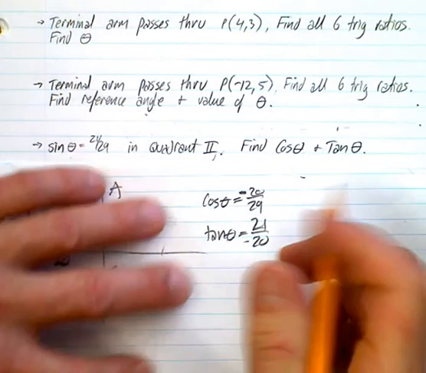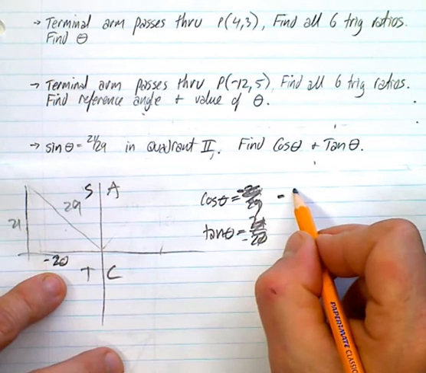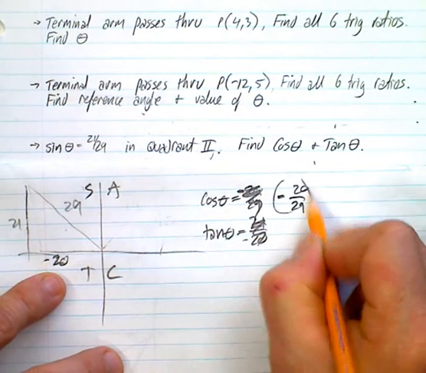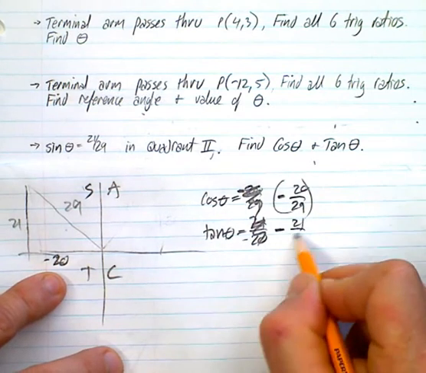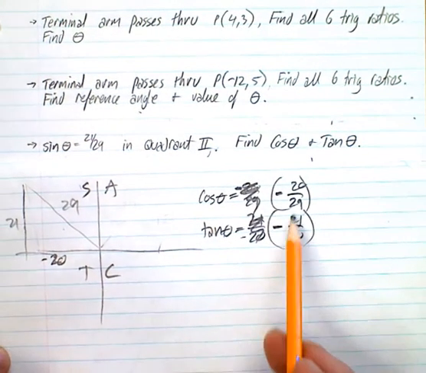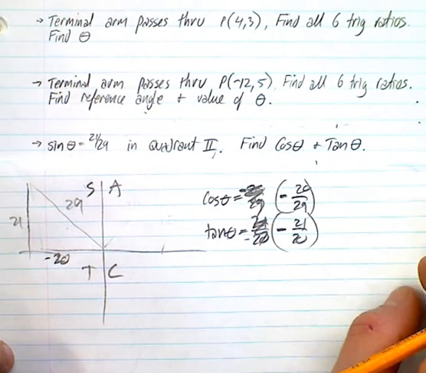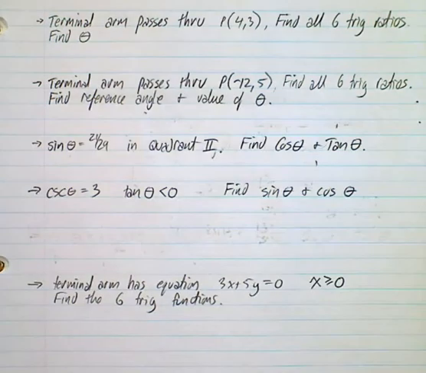So we can just rewrite it like this. Negative, what is it? Cos is negative 20 over 29, and tan is negative 21 over 20. I wouldn't assign the negative to a specific top or bottom. I just put it up front. Okay, so yeah, we're plugging away here. Let's try another one.